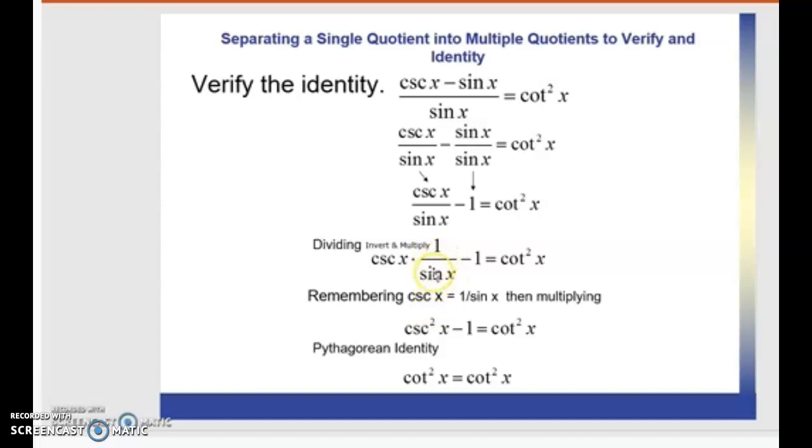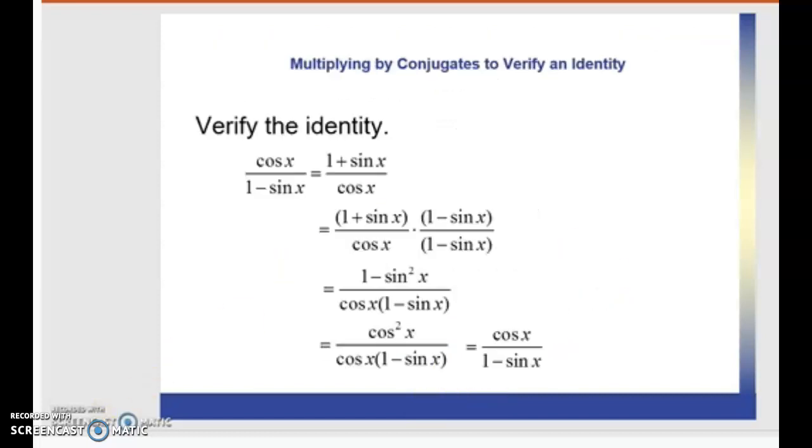So if we substitute the cosecant of x here, we're left with the cosecant of x times the cosecant of x, which is the cosecant square of x, bringing down the -1. And we have another Pythagorean identity, cosecant square x minus 1 is equal to cotangent square x, and this identity has been verified. Next, sharing with you an example of multiplying by the conjugate to verify an identity.